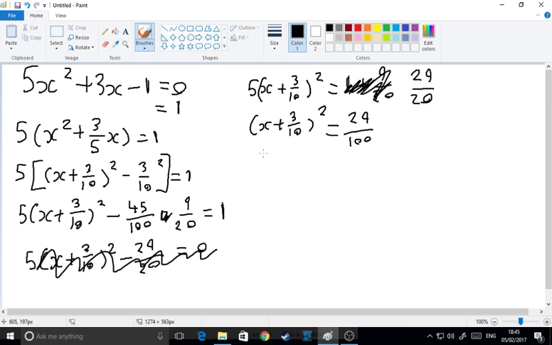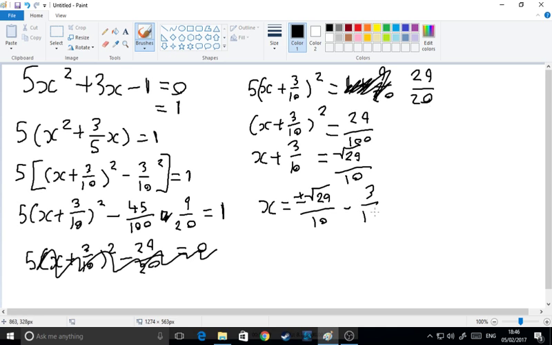Yeah. Then square root both sides, x plus 3 over 10 equals root 29 over 10, because root 100 is 10. We then take over 3 over 10. x is equal to plus or minus root 29 over 10 minus 3 over 10. That can be simplified down to x equals, can that be a third? 4, no. 9, no. Okay, it can't be. Minus 3 plus or minus root 29 over 10.